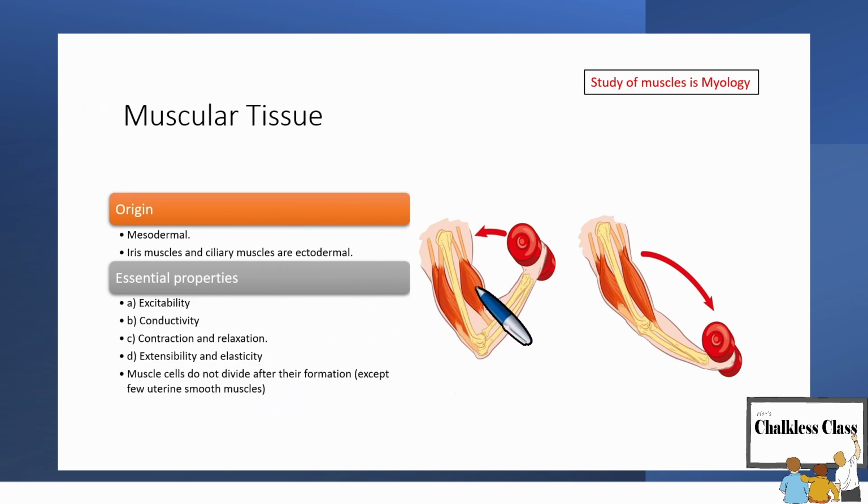Look here. When the muscle is contracting and relaxed, and when weight is carried by the hand, the muscle is stretched, so it has extensibility. One more property is that muscles do not divide after their formation. For this also, there is an exception. Some uterine smooth muscles show cell division.